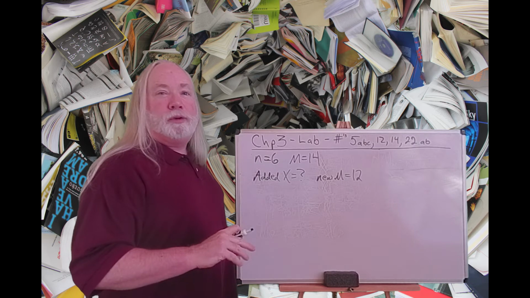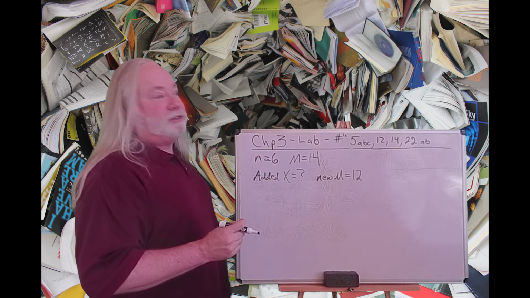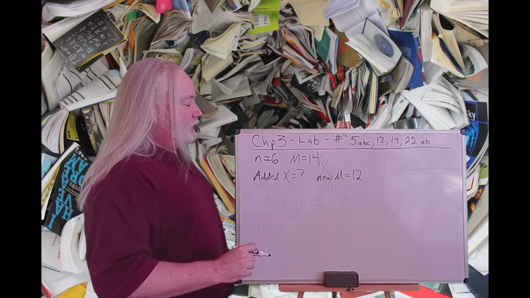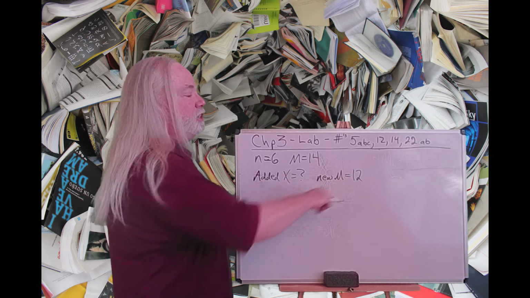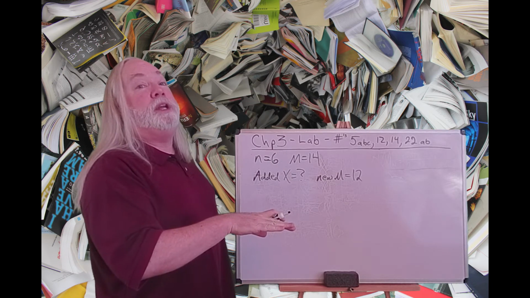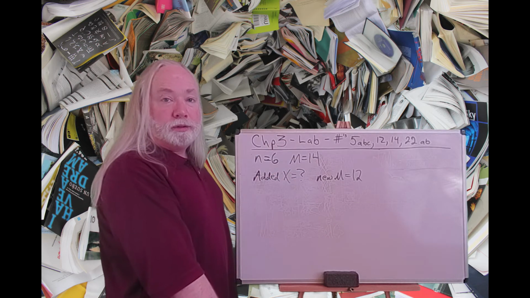So again, let's think about it in sort of personal application terms. You've taken six exams and you scored an average of 14 points on them. You took another exam and your mean changed to 12. It was 14 and now it's down to 12. So we know you didn't do very good. So we're expecting that this new score is a low score.